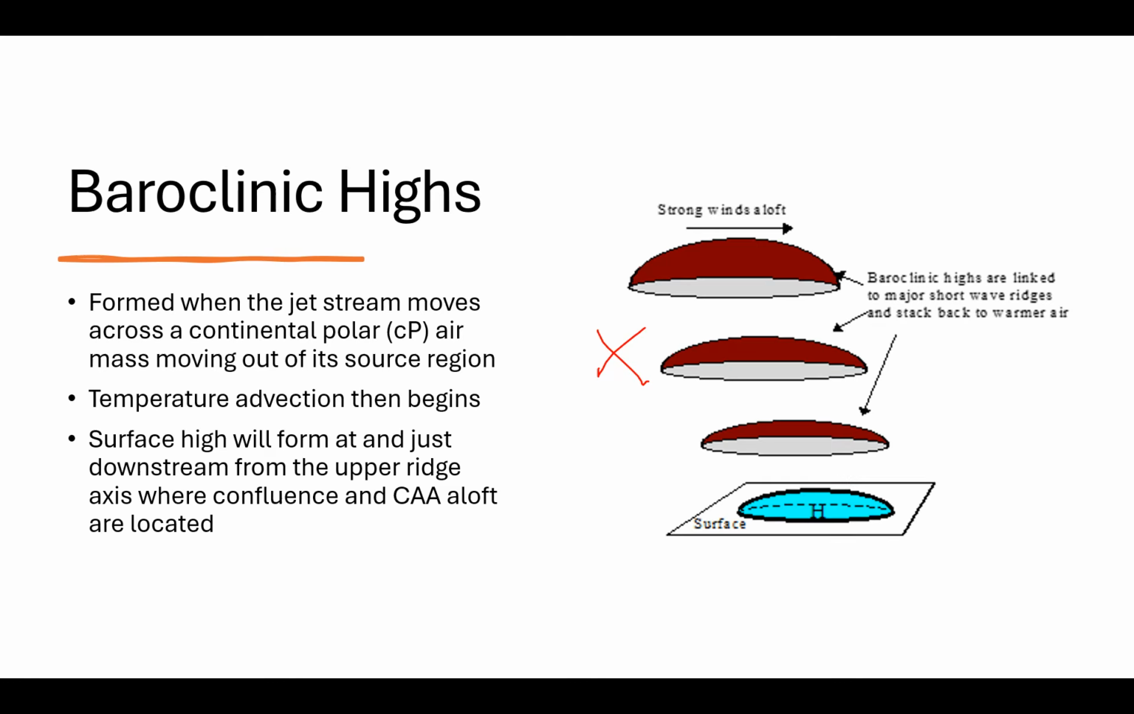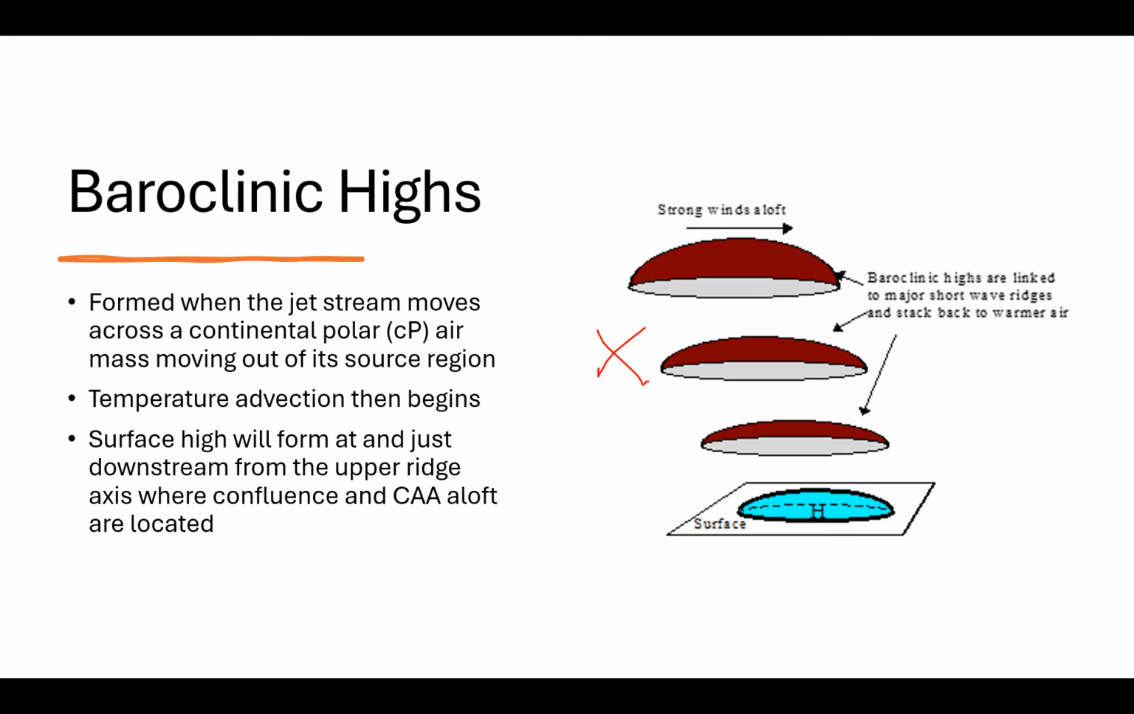The temperature advection then begins, and you get a surface high pressure system that's going to form at and just downstream from the upper ridge axis, where you have a lot of upper level confluence or upper level converging air, which is adding mass to your column. The air is going to sink. You get cold air aloft, cold air advection aloft as well.